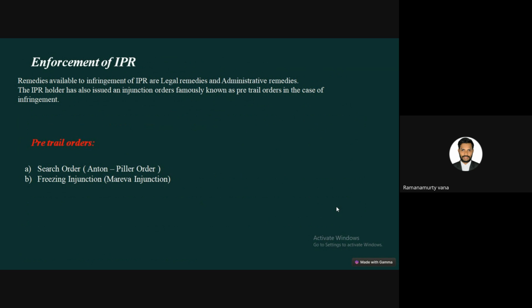Next, enforcement of IPR. The remedies available for infringement of IPR are both legal remedies and administrative remedies. Yesterday we talked about legal remedies and administrative remedies slightly. The intellectual property rights holders can also seek injunction orders, famously known as pre-trial orders in the case of infringement. So what are pre-trial orders? Pre-trial orders are orders issued before the court trial starts, such as a search order and a freezing injunction. A search order is nothing but the Anton Piller order. A freezing order is nothing but the Mareva injunction.